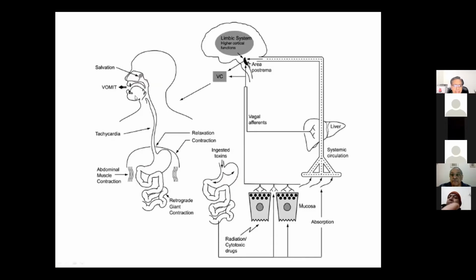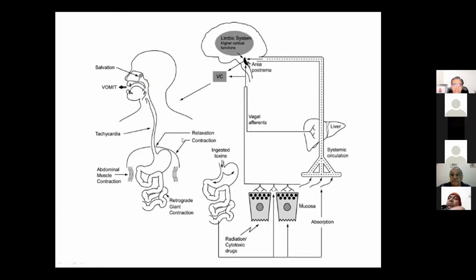Now, in this diagram, we can see that when these receptors are activated by the various stimuli, they can lead to increased salivation, abdominal muscle contraction, relaxation of the lower esophageal sphincter, diaphragmatic contraction, and the retrograde contraction of the GI tract that finally leads to vomiting.